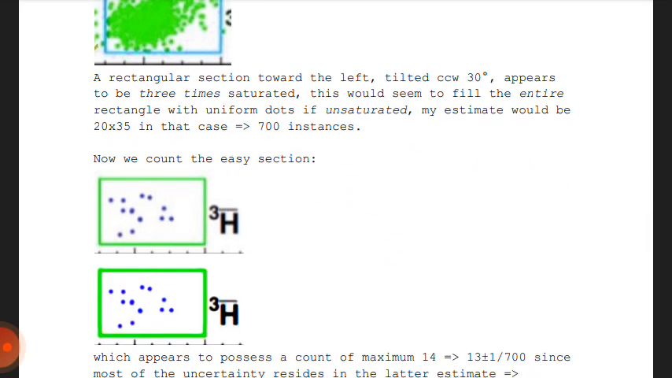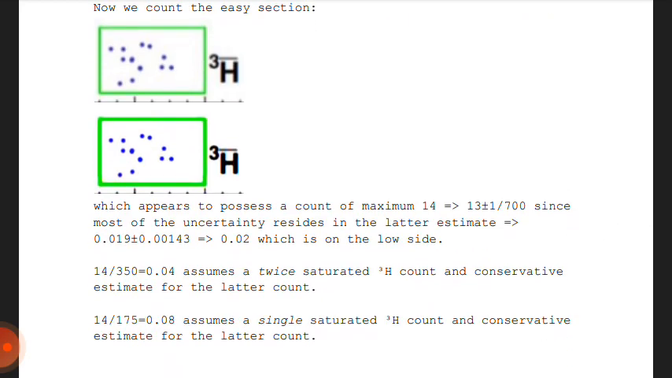Now, we count the easy section, antitritium. If you look at the dots very carefully, which appear to possess a count of maximum 14. Which implies what? 13 plus or minus 1 over 700. Since most of the uncertainty resides in the latter, in this framing, the latter estimate, which implies that what? 0.019 plus or minus 0.00143, which implies 0.02, which is on the low side.